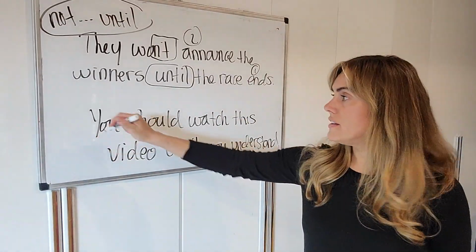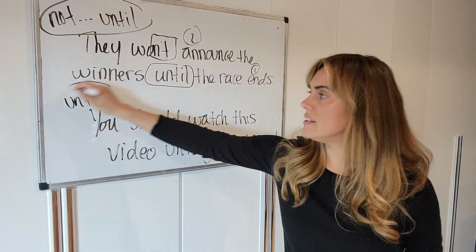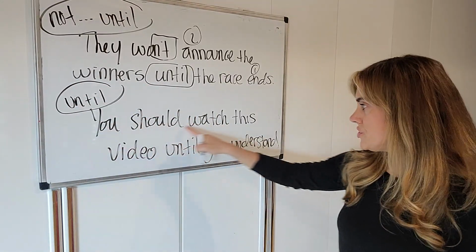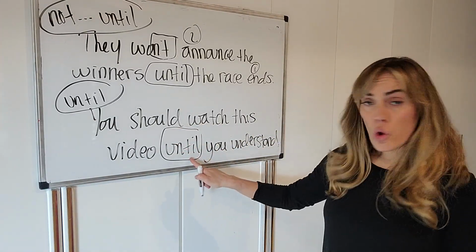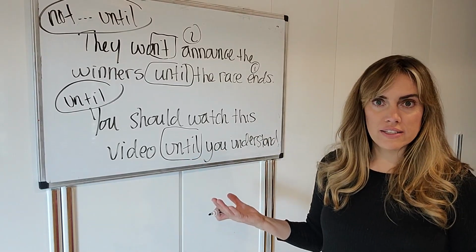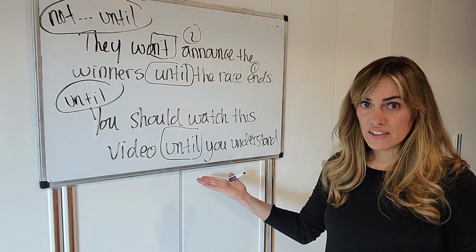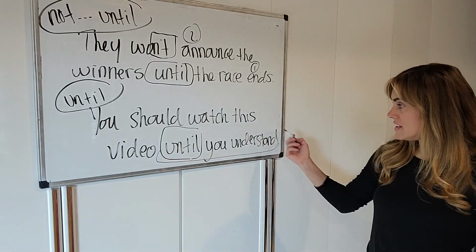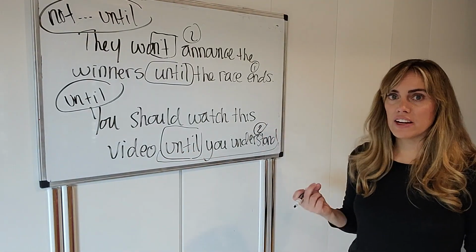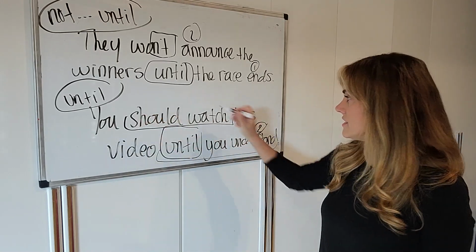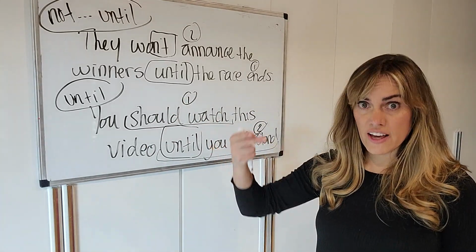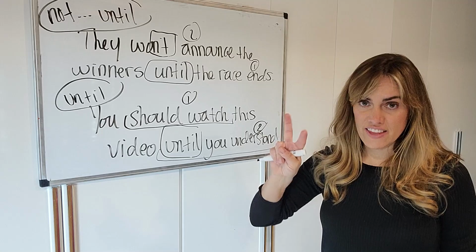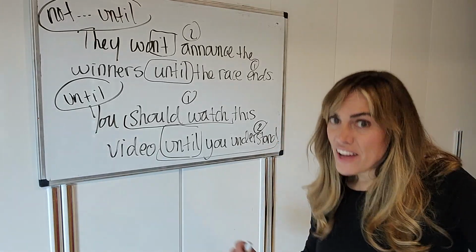Let's look at until. Here, I have just until in this sentence. You should watch this video until you understand. So I'm only using until, there's no not. So when we just have until, this is the time clause, this verb is the second action. And over here, this is the first action. So you should watch this video first until you understand. Then you can stop. And I'll finish like that.